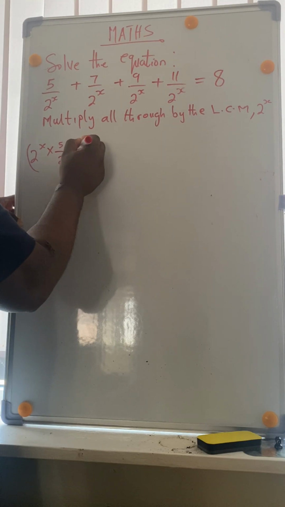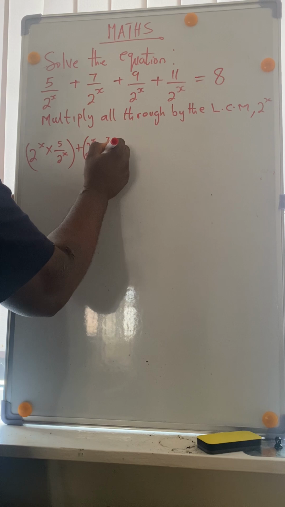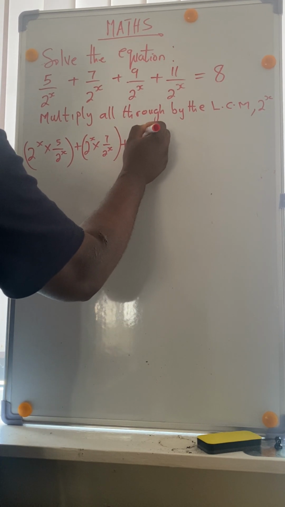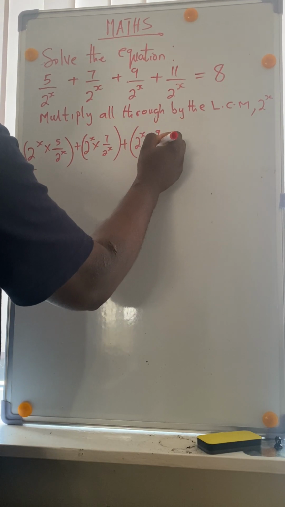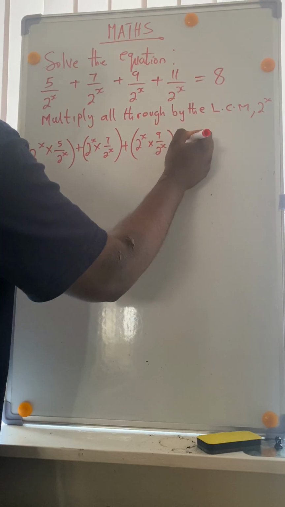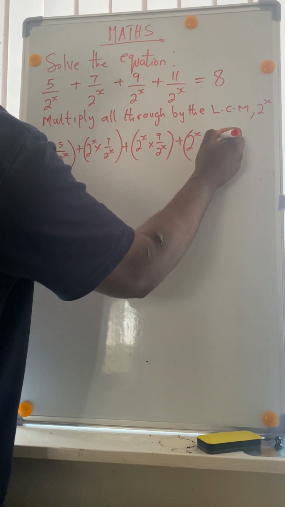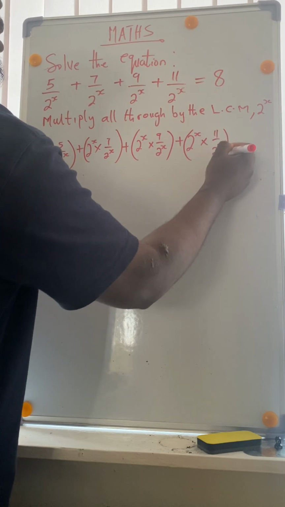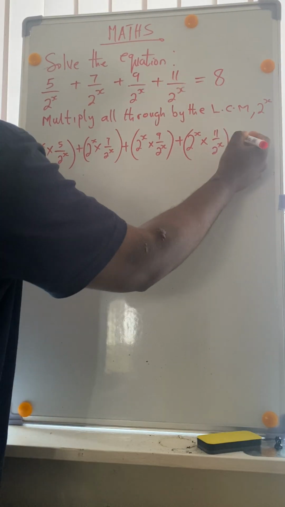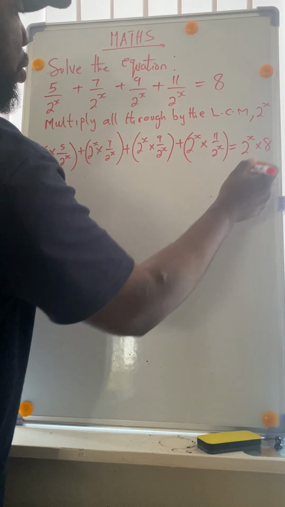And that will be plus 2 raised to the power of x multiplied by 7 over 2 raised to the power of x, plus 2 raised to the power of x multiplied by 9 over 2 raised to the power of x, plus 2 raised to the power of x multiplied by 11 over 2 raised to the power of x. And this will not be exempted because we said multiply all through by the LCM. That will be 2 raised to the power of x multiplied by 8 as well.